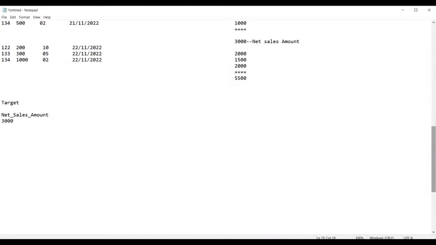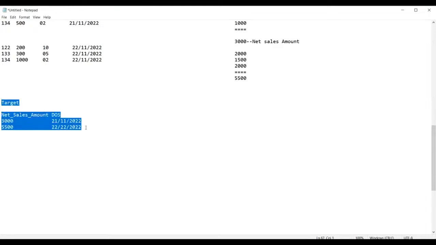Now for which date is it? So I'm declaring one more column here, that is date of sales. Date of sales, I'm using it as 21/11/2022. And then we have 5500, and it is on 22/11/2022. Now, guys, this particular thing is called the output.